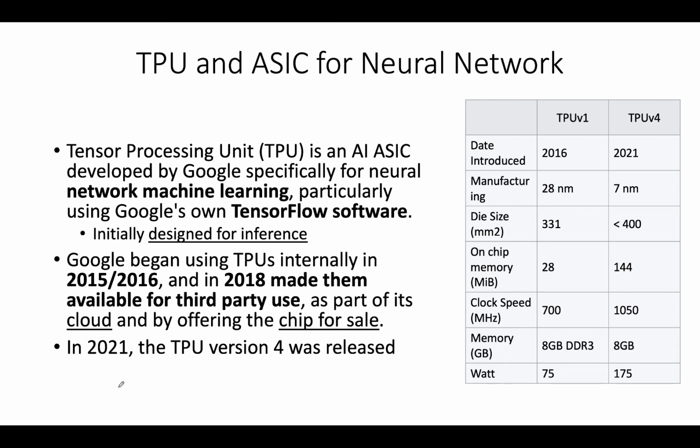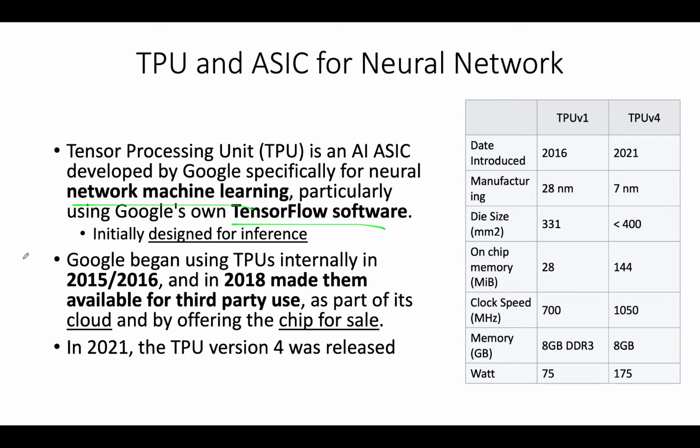The TPU is an AI ASIC developed by Google. The ASIC has been specifically designed for neural network machine learning workloads, particularly using Google's own software called TensorFlow. TensorFlow is the framework for designing and developing deep neural network software, and through TensorFlow it is also possible to program the TPU. It's worth noting that TPUs were specifically designed for inference at the beginning of the development. Now the new versions also support, and are good at, training of deep learning networks.